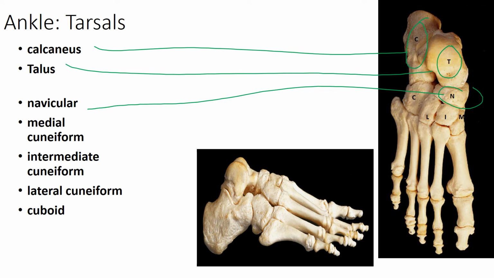And now we have 4 bones that will make up the distal row. So first we have the cuneiform bones. The cuneiform bones are shaped like wedges that articulate between them and are positioned anterior to the navicular bone. So we have the medial cuneiform, the intermediate cuneiform, and then the lateral cuneiform. And then lastly, we have the cuboid bone that's going to be laterally placed and articulates with the medial surface of the lateral cuneiform and with the calcaneus.